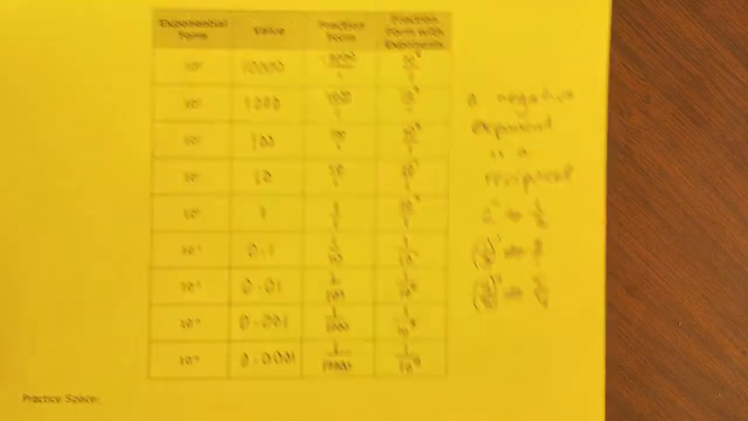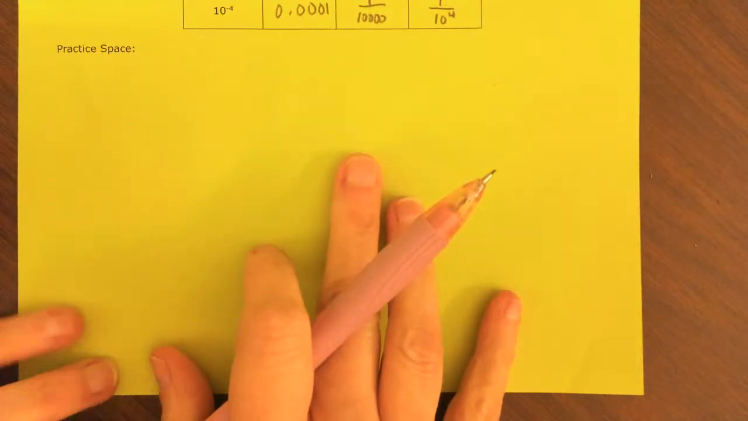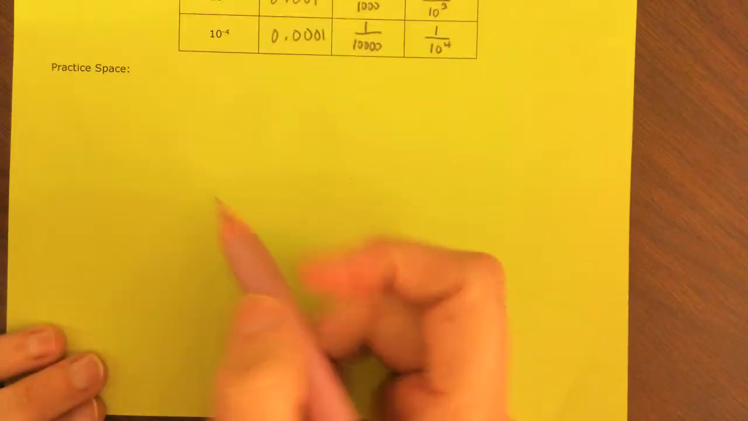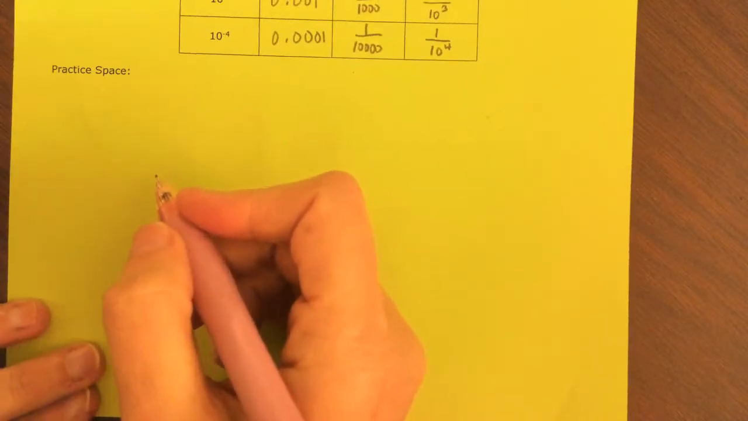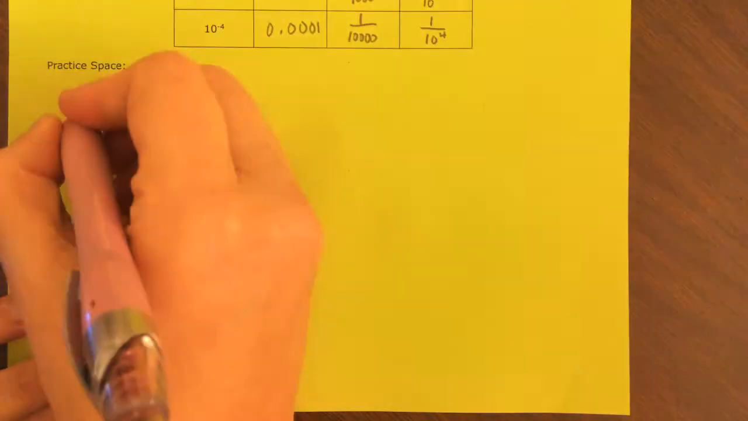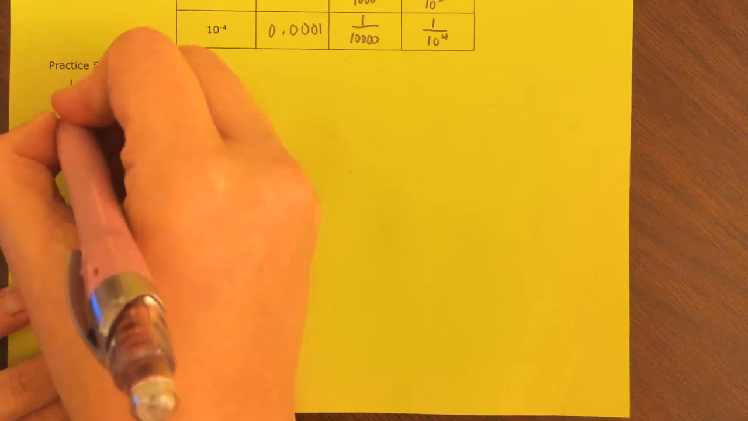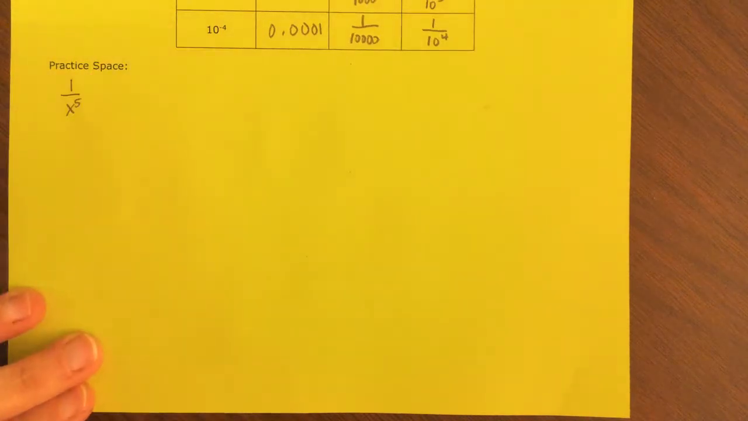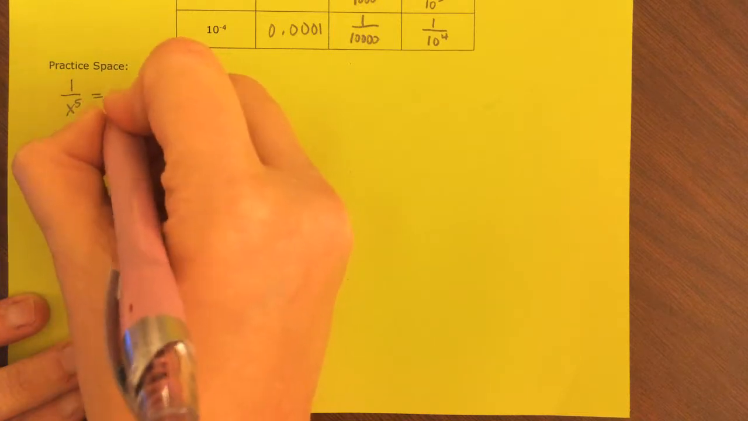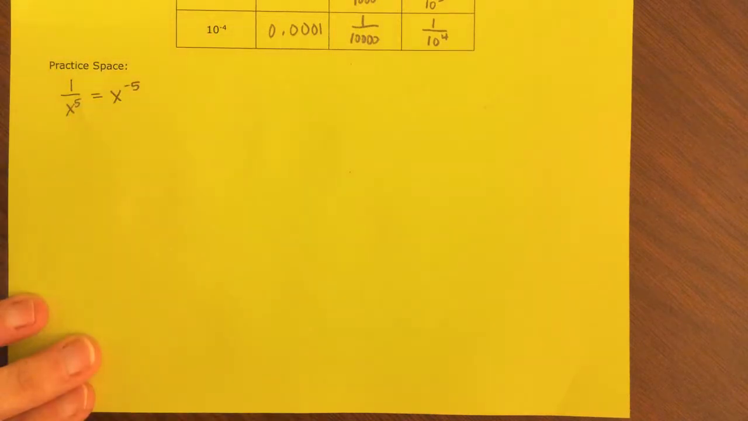Okay? So let's take a look at some examples. I expect you to have this written down, and I expect you to do these examples with me. So first of all, let's try this. Let's start with an easy one. 1 over x to the 5th. If I wanted to write that with a negative exponent, I would write that as x to the negative 5th.